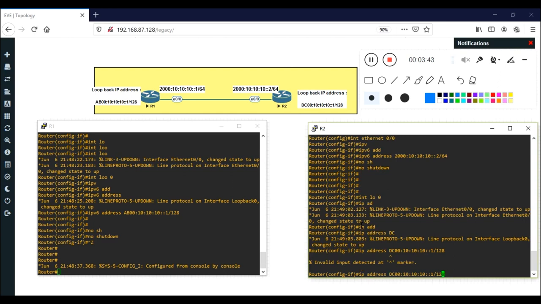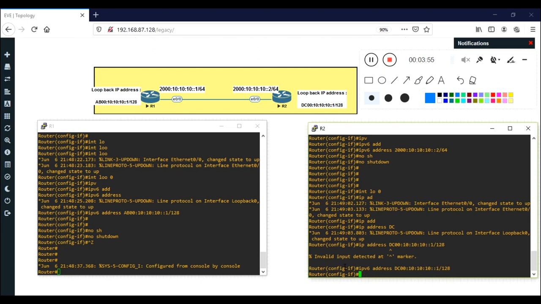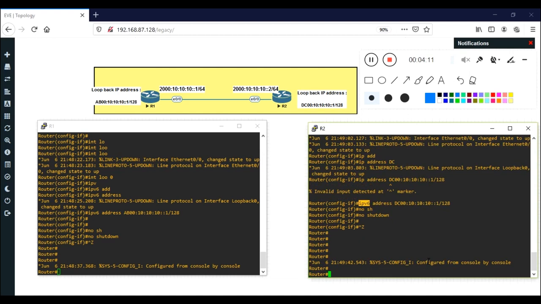What happened? Oh, see, I made a mistake here. I wrote IP address. It should be IPv6 because we are configuring IPv6. Suppose that if you make any mistake, we automatically get this kind of error. See here, they are mentioning invalid input, so you will have to correct your mistake. Okay, so till now I have configured basic IP addressing on router 1 and router 2. Router 1 has two interfaces, Ethernet 0/0 and loopback 0, same as on router 2, Ethernet 0/0 and loopback 0. I have configured both of the interfaces.